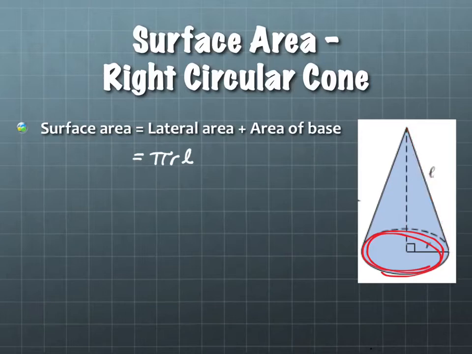Sorry, that's not what I meant to click on. Here's your length of your side, and then here's your radius of the circle below. And then the area of the base, well, the base is simply a circle, and we know that the area of a circle is pi r squared.